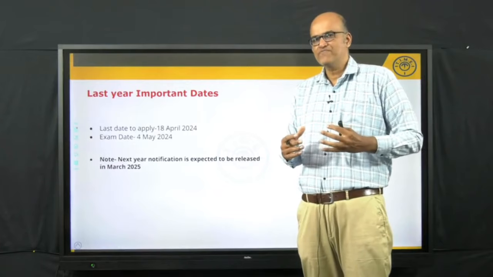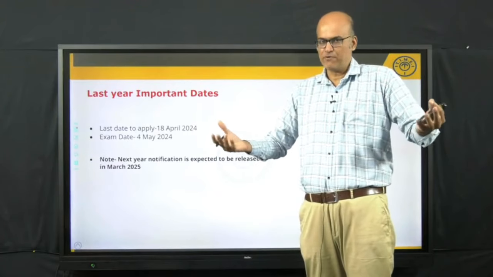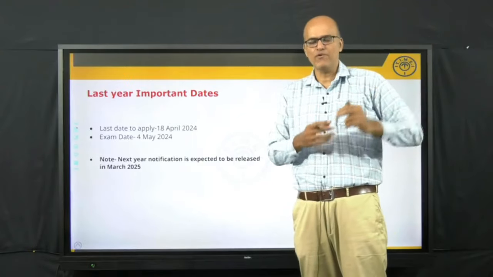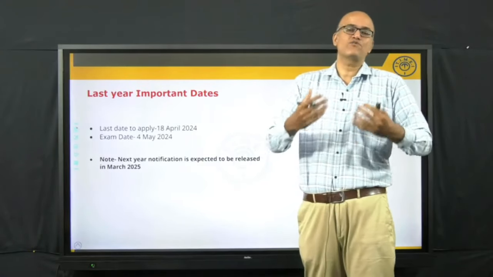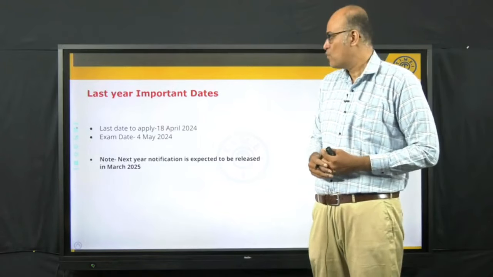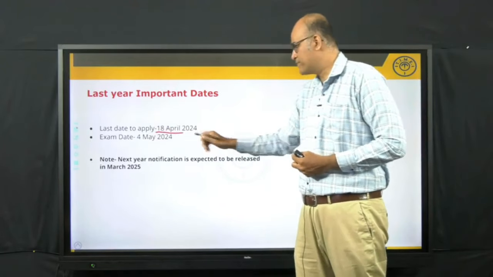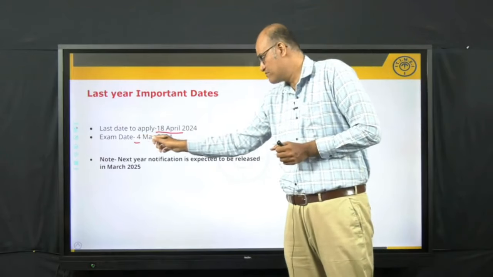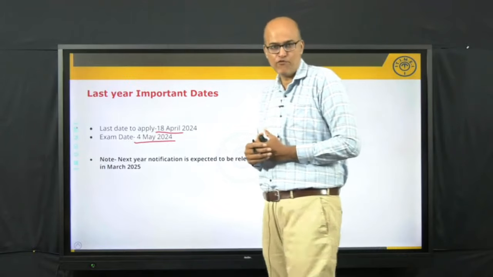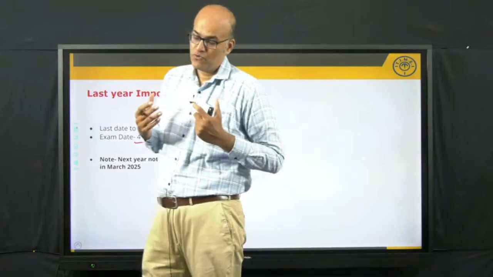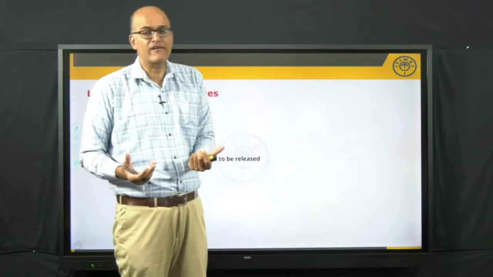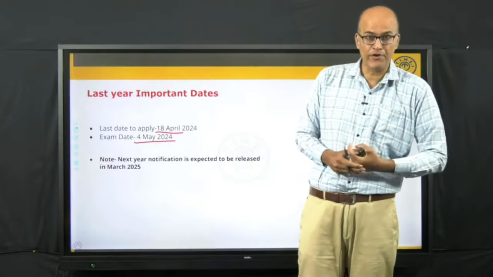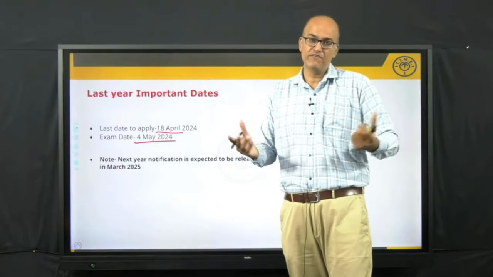Now, what are the likely dates of CMAT? Because so far the notification has not yet come out, I'm going to give you last year's important dates. The last date to apply for CMAT last year was 18th of April, whereas the exam itself took place, as I said earlier also, in May 2024. So we can expect a similar kind of timeline next time also. But still it's advisable for you to go through the notification whenever it comes out.